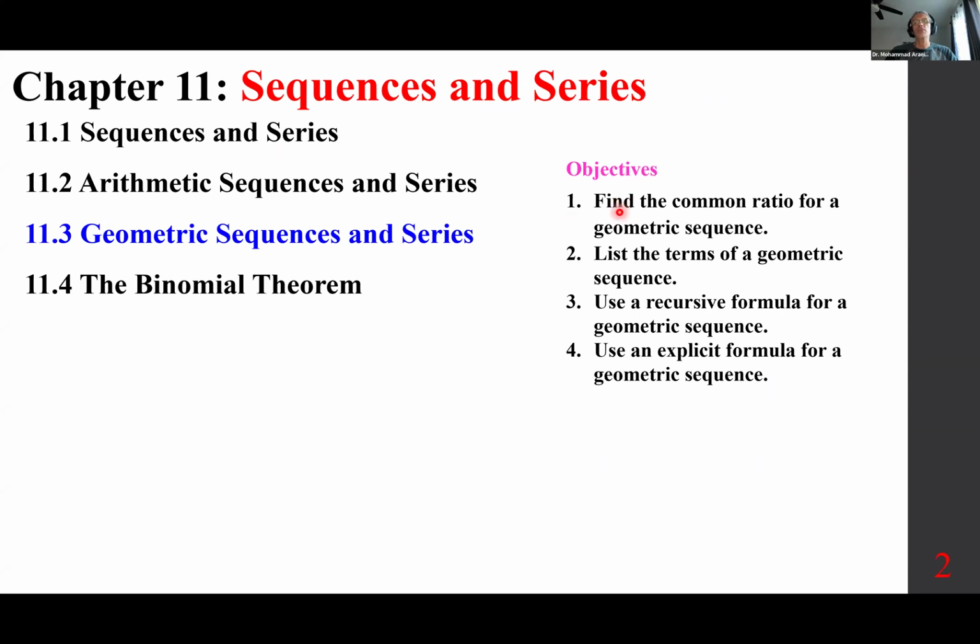The objectives are: find the common ratio for a geometric sequence, list the terms of a geometric sequence, use a recursive formula for a geometric sequence, use an explicit formula for a geometric sequence.